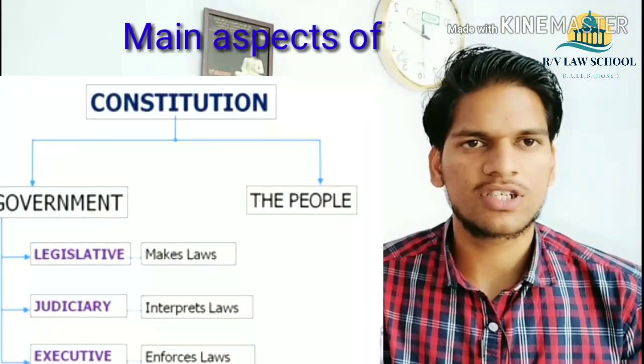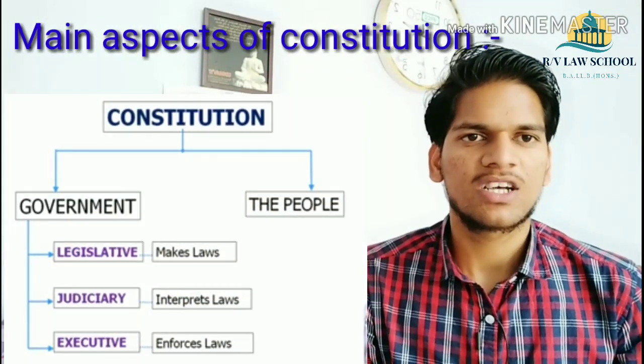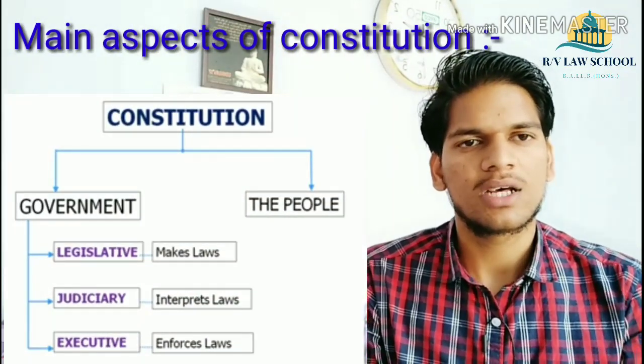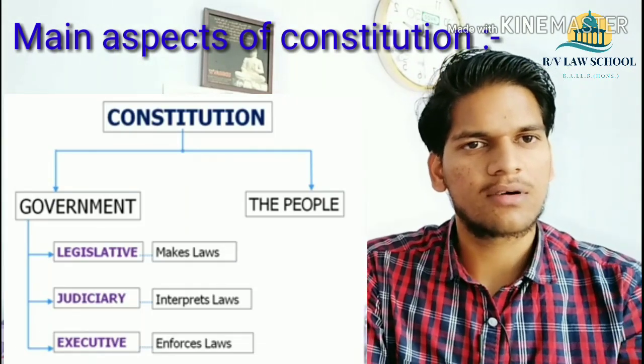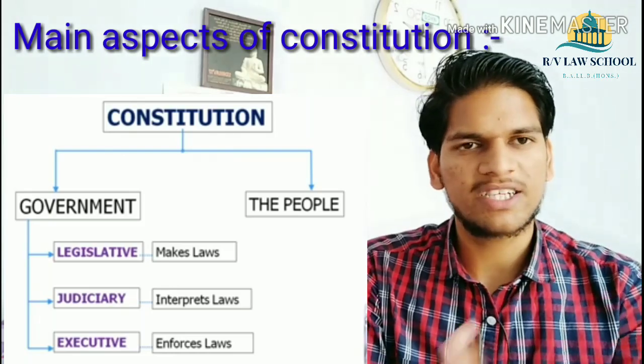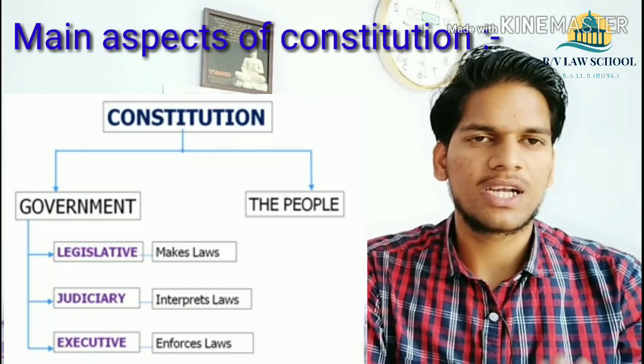In the same manner, to govern the relation between people and the government, to establish the functions of the government, to establish the relation and the authority and the power of the government and people of India, we need this Constitution. So what does the Constitution talk about? The Constitution talks about two main aspects. The first one is the relation between the levels of government, and the second is the relation between government and the people.